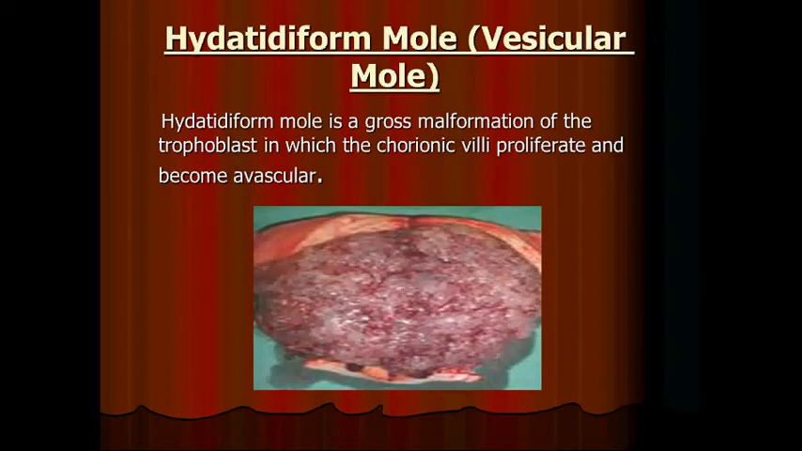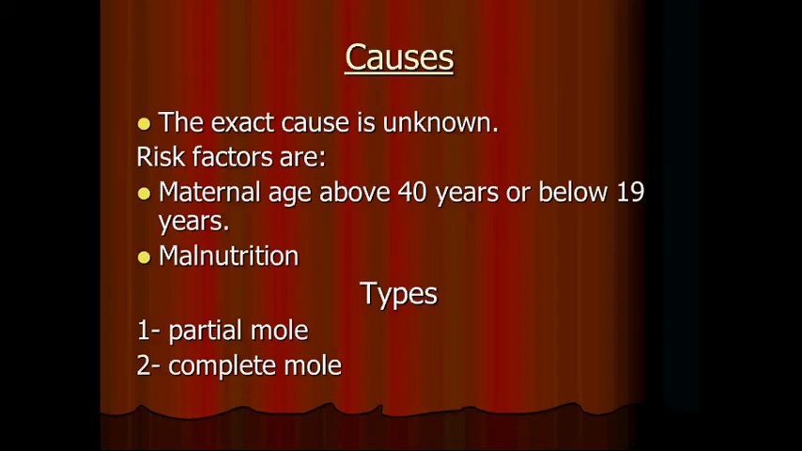Hydatidiform mole, vesicular mole. Hydatidiform mole is a gross malformation of the trophoblast in which the chorionic villi proliferate and become avascular. Causes: the exact cause is unknown. Risk factors are maternal age above 40 years or below 19 years, and malnutrition. Types: 1. partial mole, 2. complete mole.